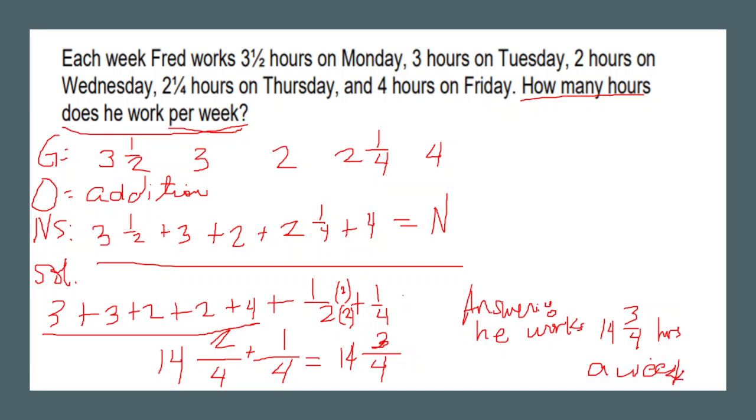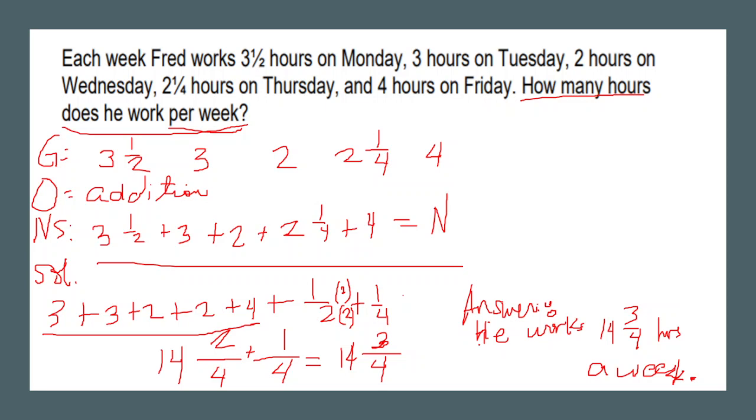Ganyan po yung pagbuo ng tamang statement or sentence. Okay? He works 14 and 3/4 hours a week. Okay? Hindi 14 and 3/4 hours does he work per week. Ginagawa nyo, pinuputol nyo, dudugtong nyo yung sagot sa final statement. Hindi po ganun. Okay? He works 14 and 3/4 hours per week. Okay? So, if you have a question, so PM me, message me.